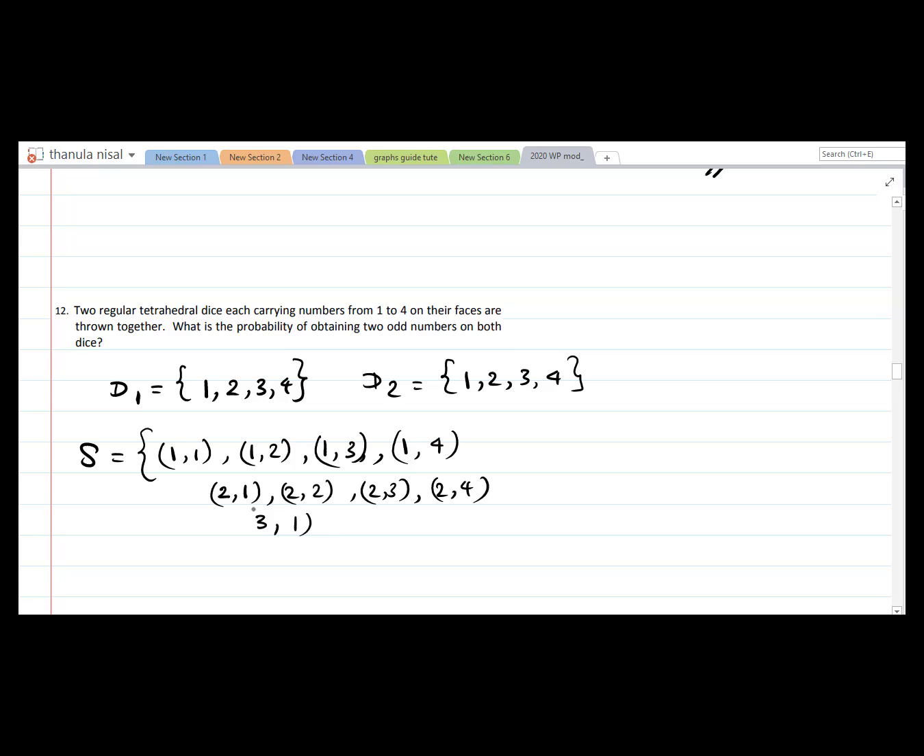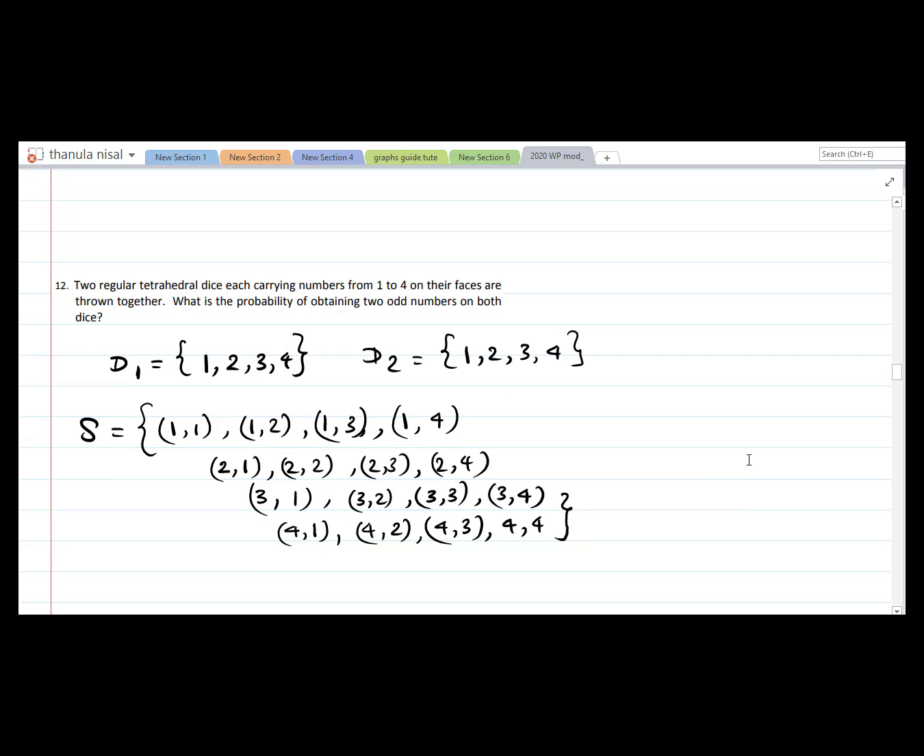Similarly, 3, 1; 3, 2; 3, 3; 3, 4. Okay. Last one is 4, 1; 4, 2; 4, 3; 4, 4. Now, all the incidents are included here when two dice are thrown together.